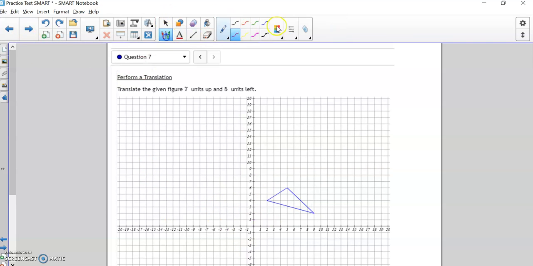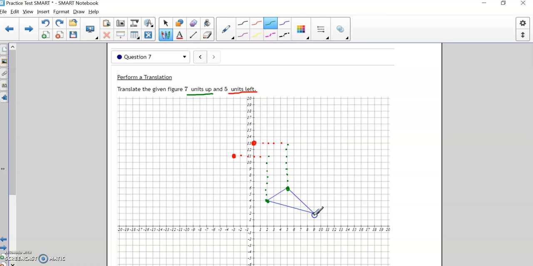Alright, translation. We are going to take this shape and move it 7 units up. Take our points and go 1, 2, 3, 4, 5, 6, 7. And then we're going to go 5 units left. So 1, 2, 3, 4, 5. Let's go again. 7 units up. 1, 2, 3, 4, 5, 6, 7. 5 units left. 1, 2, 3, 4, 5.